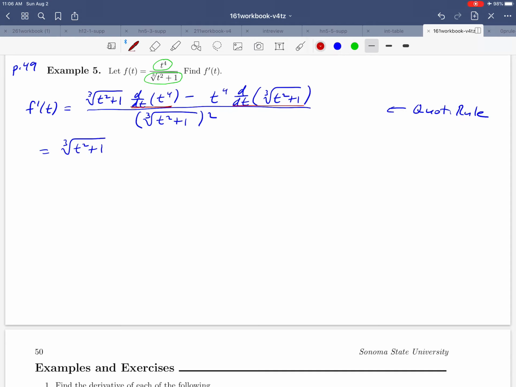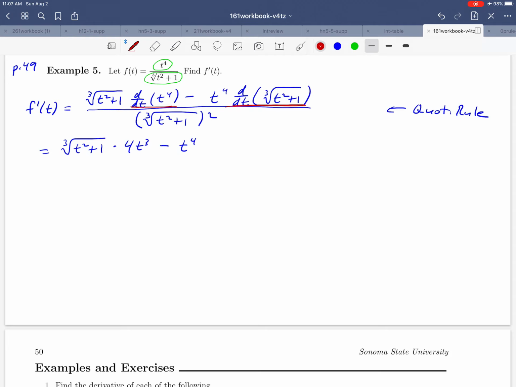And what is the derivative of t to the fourth? Well, that's just a power rule. The derivative of t to the fourth is going to be 4t cubed. Then moving across, we've got minus t to the fourth, and then we come to the derivative of the cube root of t squared plus 1. How do we take that derivative? That's a pretty complicated function.